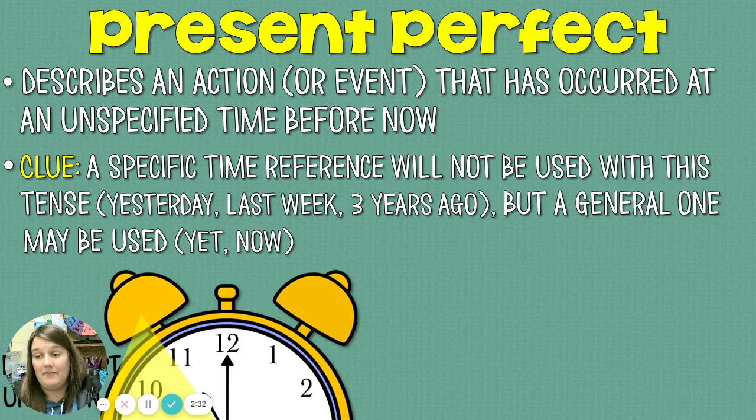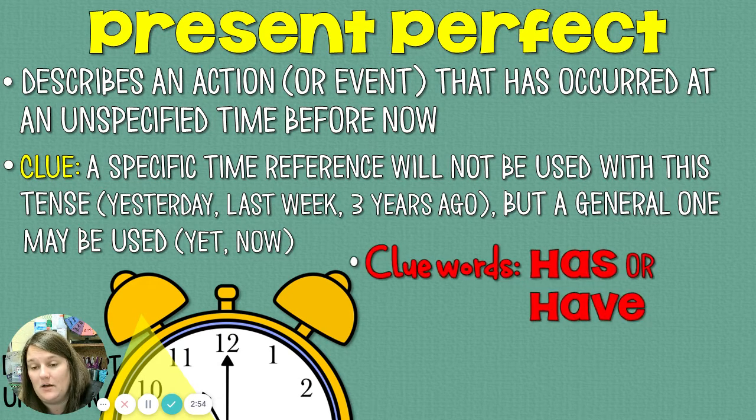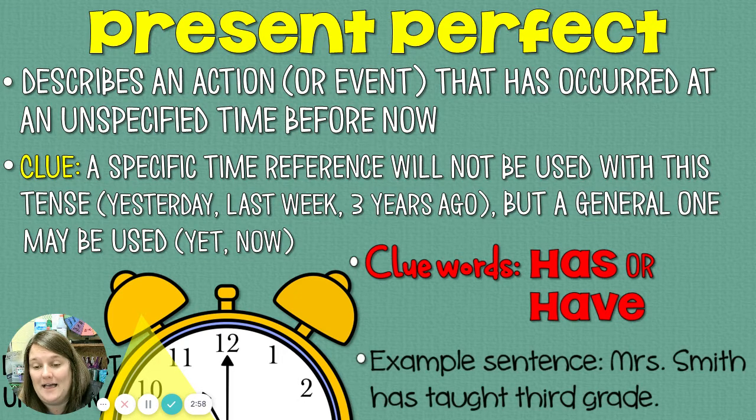All right. Next, we have present perfect. This describes an action that has occurred at an unspecified time before now, okay? So, for example, your clue is going to be any time reference that we can use. Yesterday, last week, 3 years ago. But then also we use some pretty general ones like yet or now. Again, I know this is confusing, but wait till you see the examples. They kind of make it all come together. Your clue words here in present perfect are has and have.